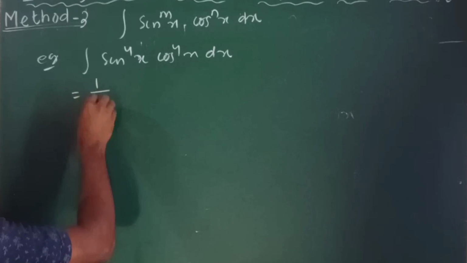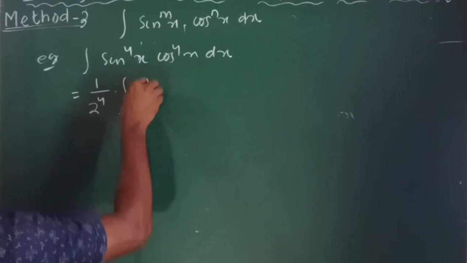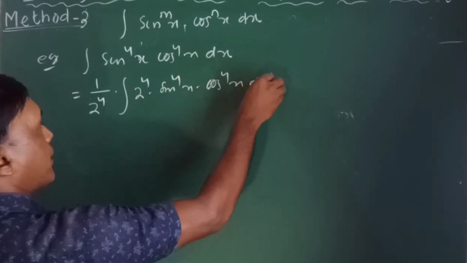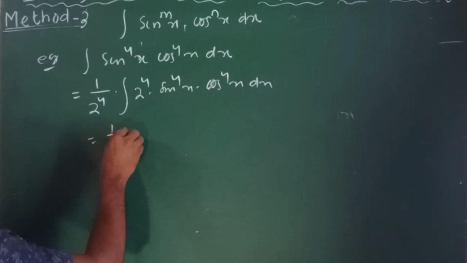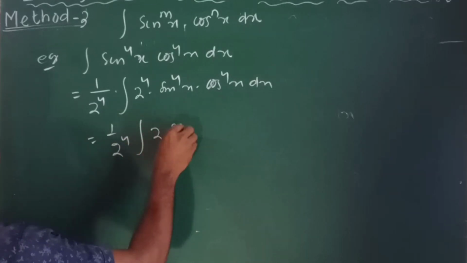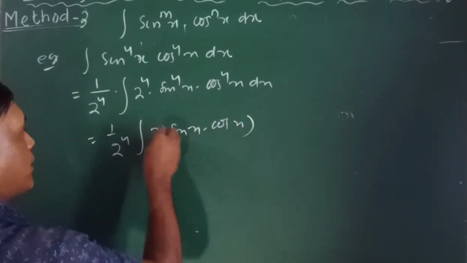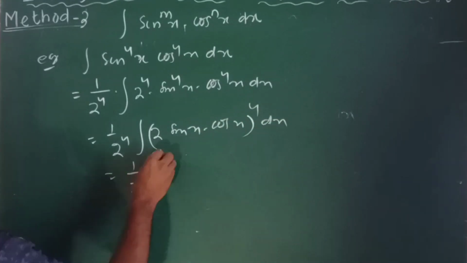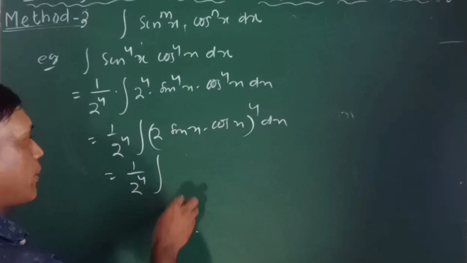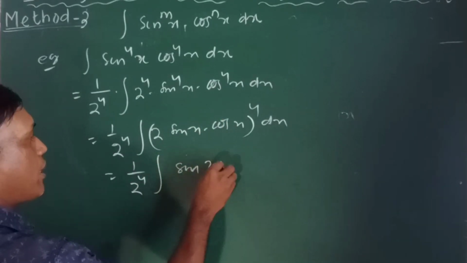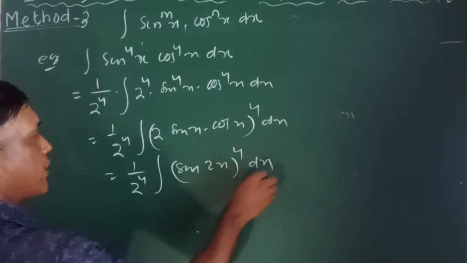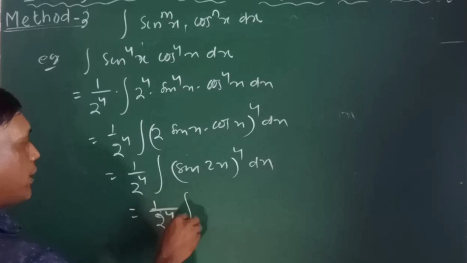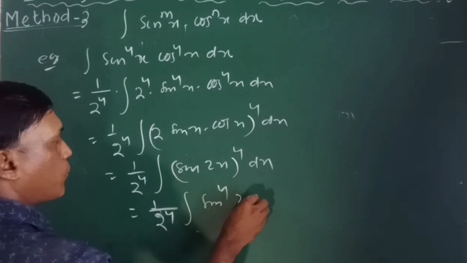That means this is 1 by 2 to the power 4 into integration 2 to the power 4 into sin to the power 4x into cos to the power 4x dx. And this is equal to 1 by 2 to the power 4 into this is 2 sin x into cos x to the power 4 into dx. And this is 1 by 2 to the power 4 into integration. This is 2 sin theta into cos theta, sin 2 theta. So this is sin 2x to the power 4 dx. And this is 1 by 2 to the power 4 into integration of sin to the power 4 2x dx.